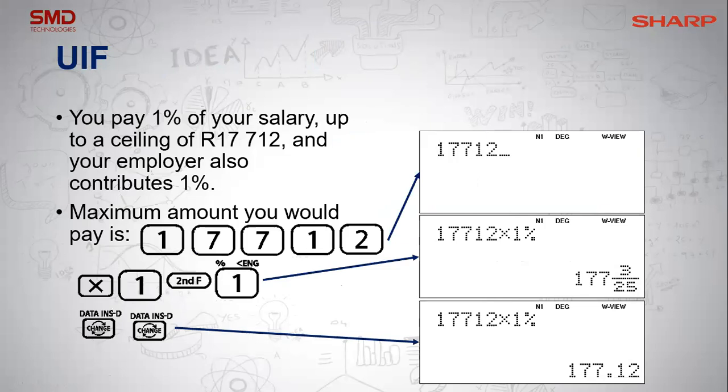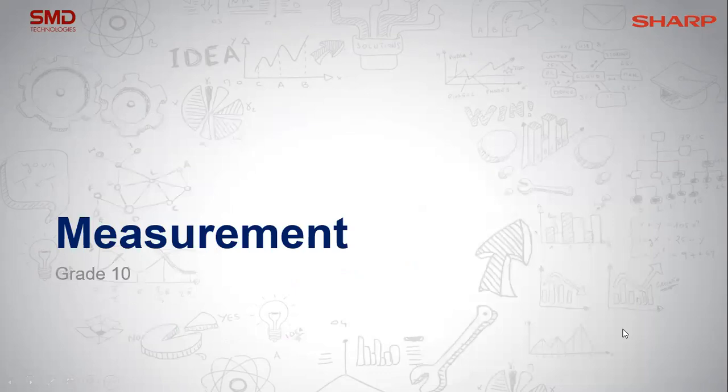So with UIF, specifically, they've just updated it. You pay 1% of your salary up to a total salary of 17,712 Rand, and your employer also contributes 1%. So if you have a salary of more than 17,712 Rand, you're only going to pay 1% of that total amount. Very easy to find your 1%, which I've just done here. You can see in the pictures. So I'm not going to go back to my calculator for this. The maximum amount you can pay in UIF is 177 Rand and 12 cents.